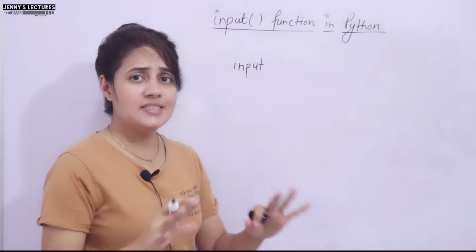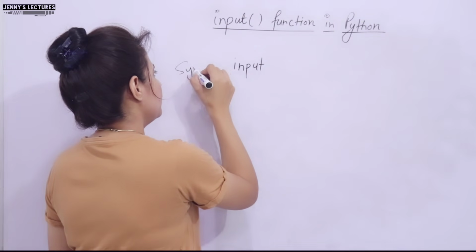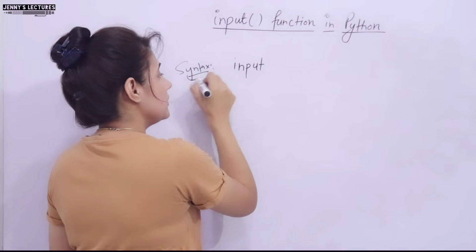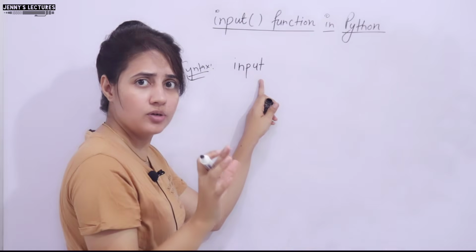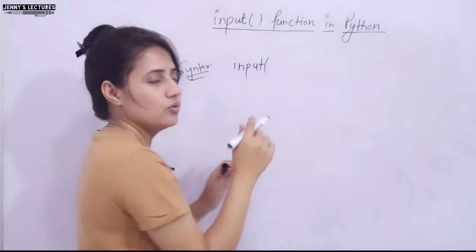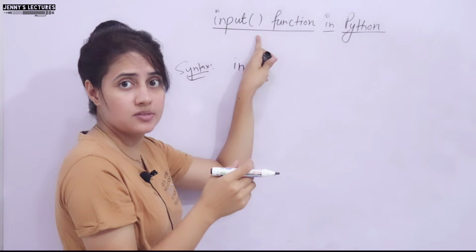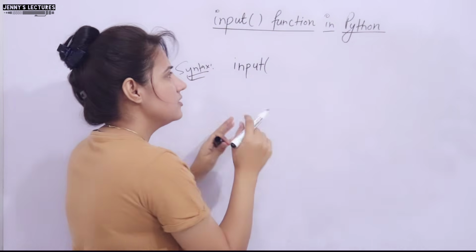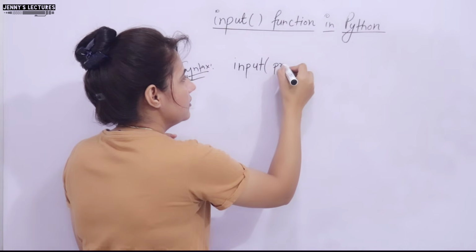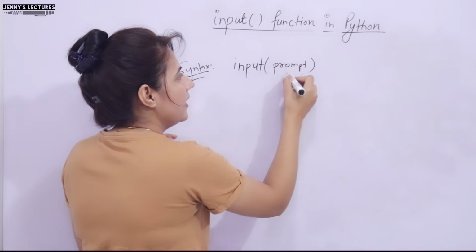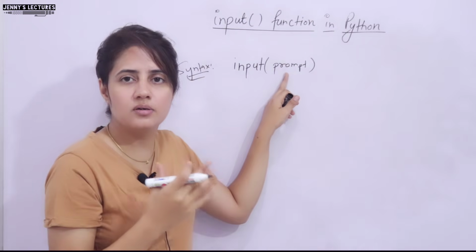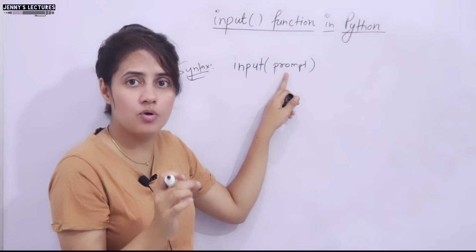Okay, so now the basic syntax. First of all, the syntax of using this function is simply we write input, and obviously it is a function, so we use parentheses. Now in this parenthesis, generally we write a word, prompt. Now what is this prompt?